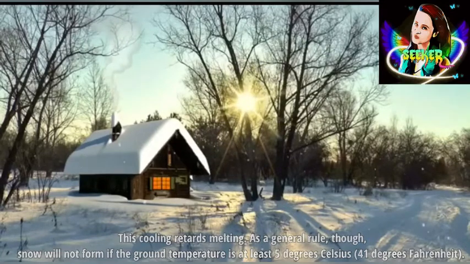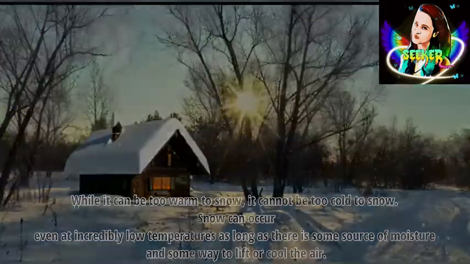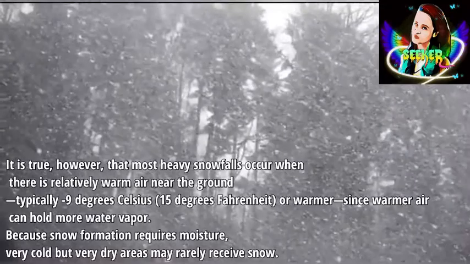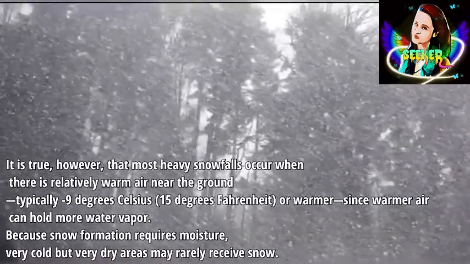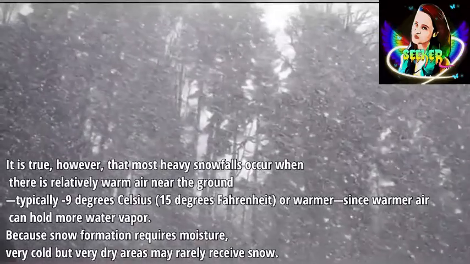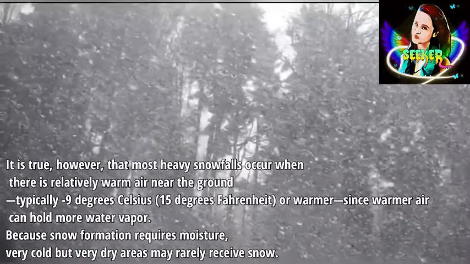While it can be too warm to snow, it cannot be too cold to snow. Snow can occur even at incredibly low temperatures as long as there is some source of moisture and some way to lift or cool the air. It is true, however, that most heavy snowfalls occur when there is relatively warm air near the ground, typically 9 degrees Celsius, that means 15 degrees Fahrenheit, or warmer, since warmer air can hold more water vapor.